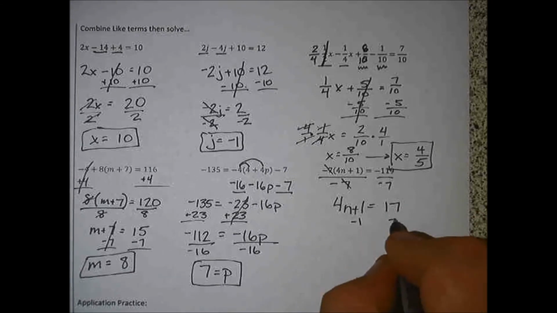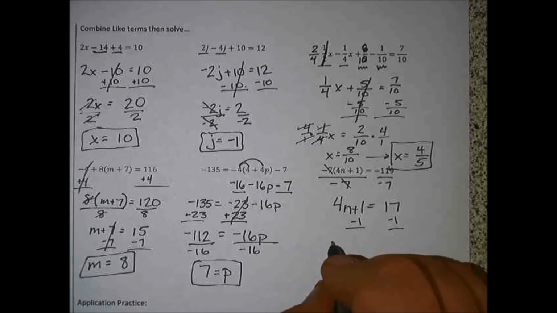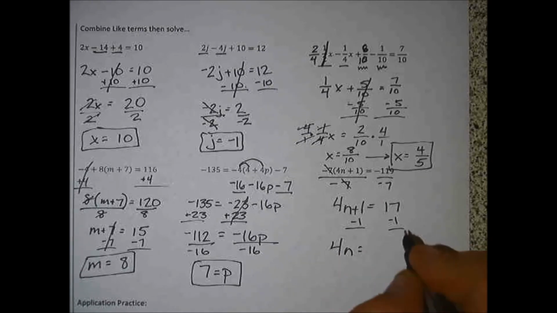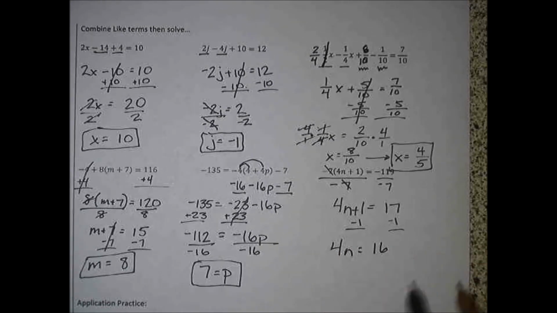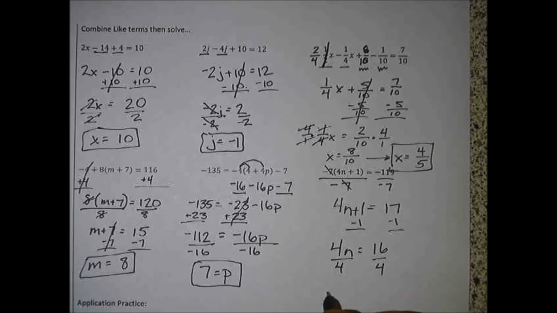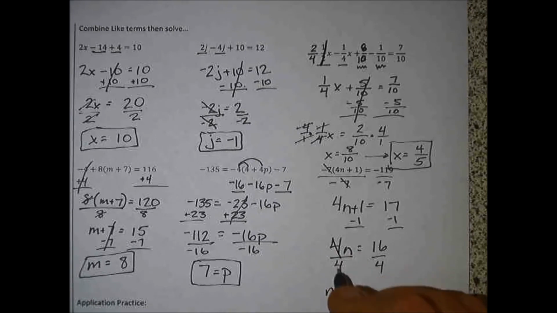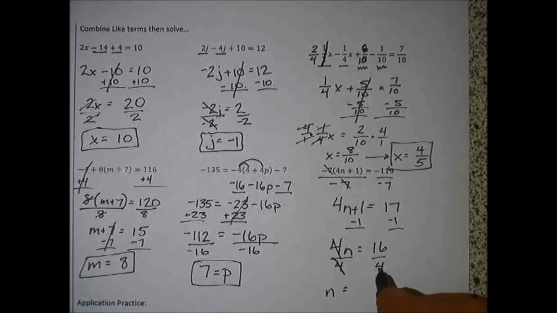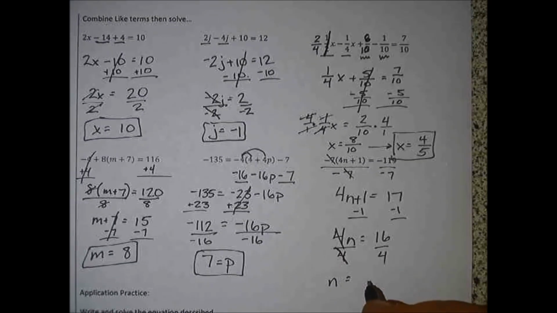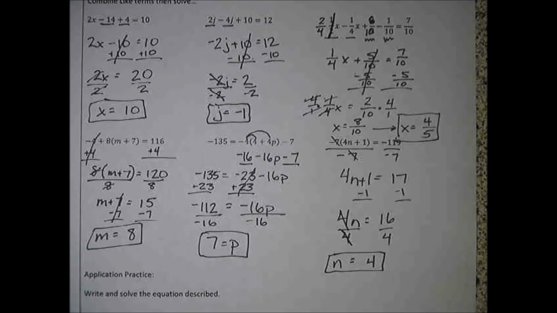I will subtract 1 from both sides. Give me 4n equals, that's a 16. And we can now divide by 4 on both sides. And those cancel out. N equals 16 divided by 4 is 4. Because 4 times 4 is 16. Awesome. Hopefully you got those ones.